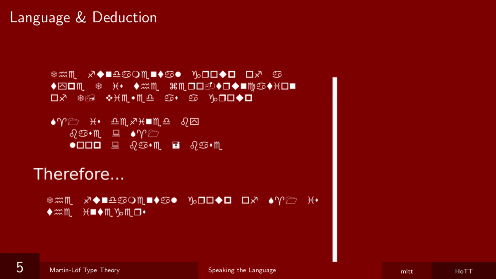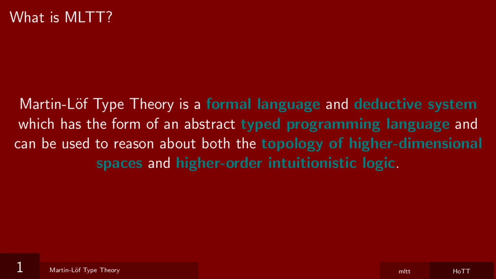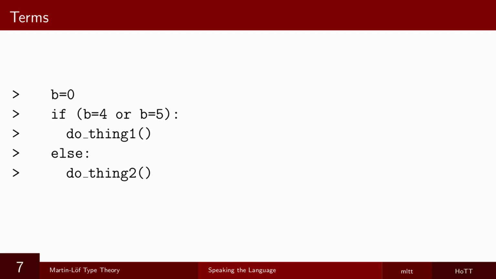So let's start to see how Martin-Löf type theory is defined. At the beginning, I said that MLTT has the form of a typed programming language, an assertion which I now would like to explain. A feature common to most programming languages is the formation of terms. Terms are syntactically valid strings of characters in the programming language whose value can be evaluated or calculated. For instance, in this pseudocode, b equals 4 or b equals 5 is what I'm calling a term, whose value in this case is false, because b is neither 4 nor 5.